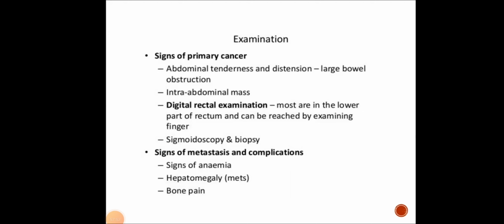Investigations: proctoscopy, sigmoidoscopy, biopsy, barium enema, colonoscopy, then ultrasound abdomen to look for secondaries in liver, to see for ascites, etc. Ultrasound abdomen will be helpful. Then CT scan to see the operability, local extension, size, nodal status, etc. CT scan will be useful. Then endorectal ultrasonography, that will help to assess the local extent of the tumor. Then blood tests like blood urea, serum creatinine, that is for management purpose. Other investigations are also suggested.